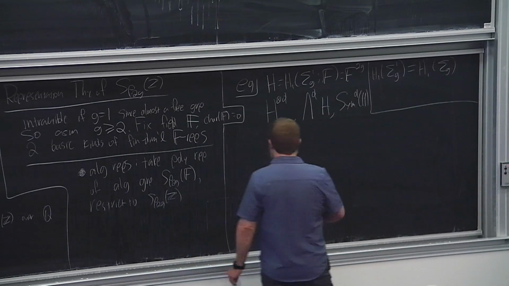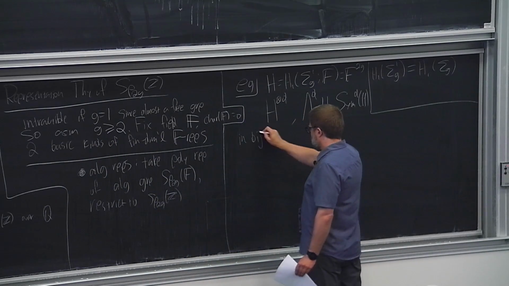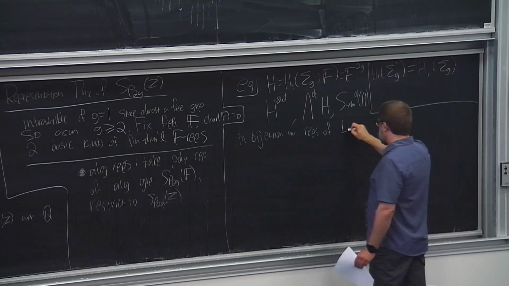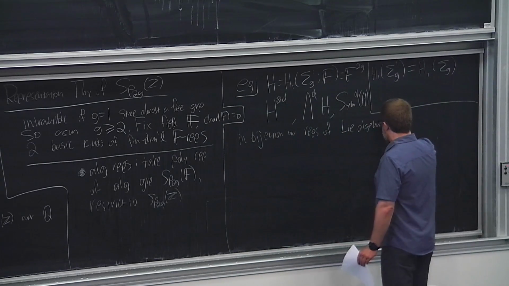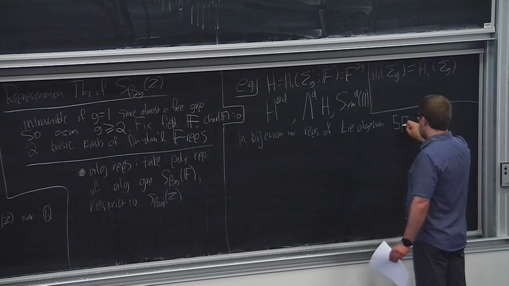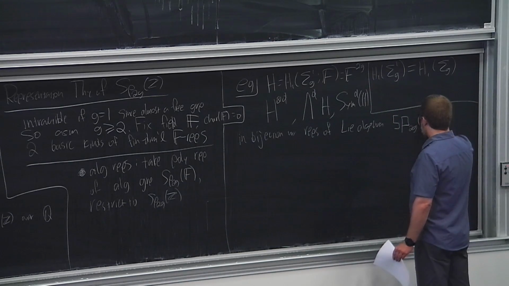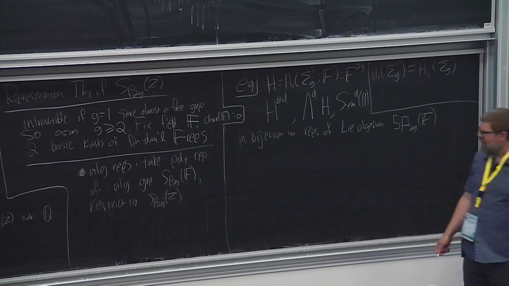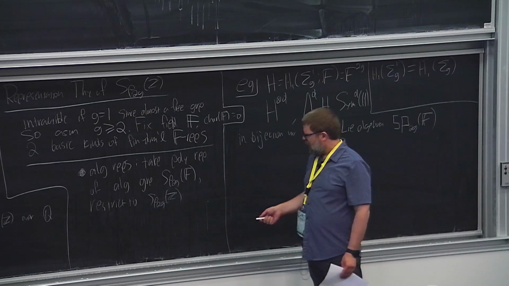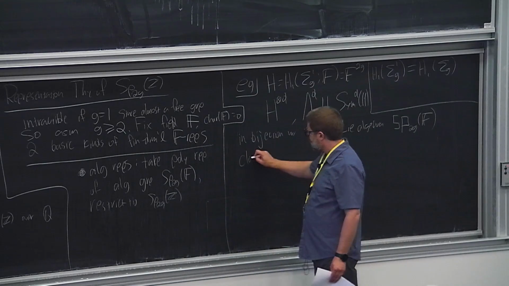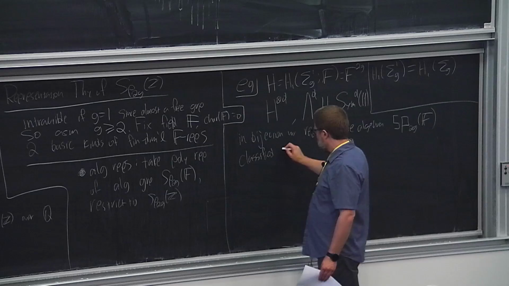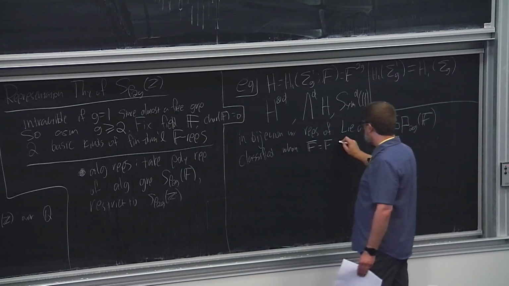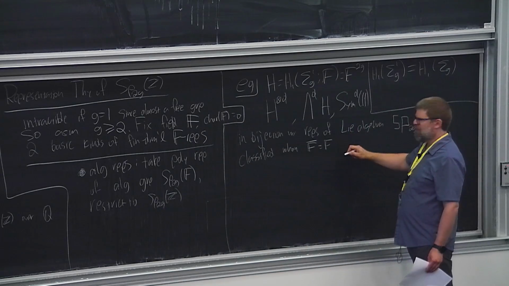So these are in bijection with representations of the Lie algebra, which my ability to write fraktur letters is not that great, but that's the best I can do. And they were classified, when F is algebraically closed, by Cartan, I think, in the early 20th century.